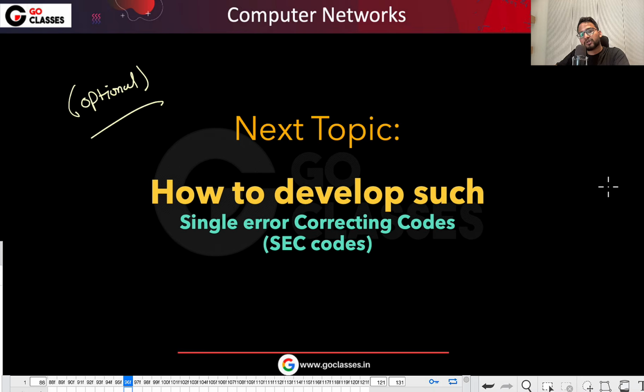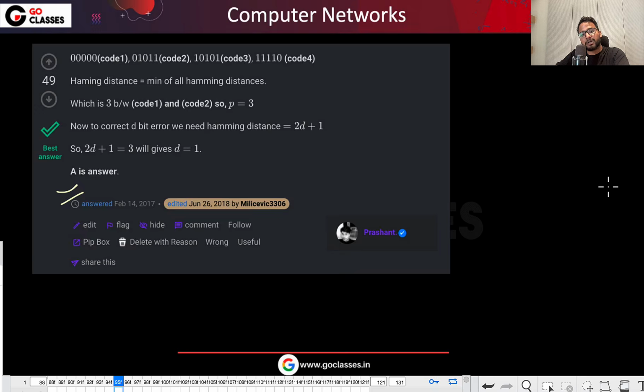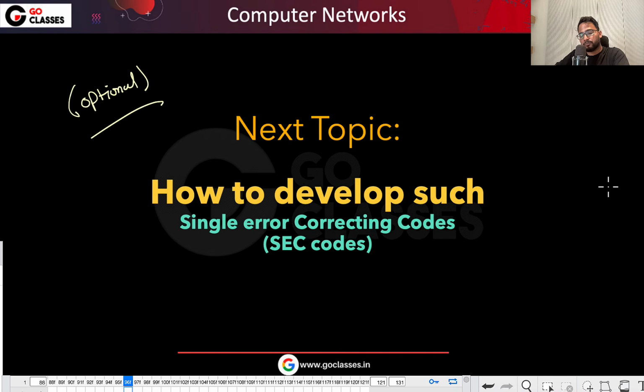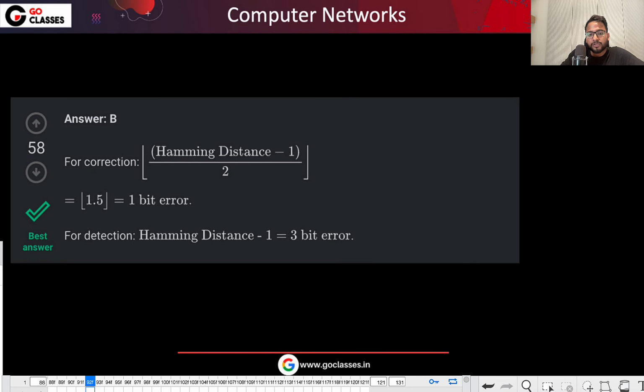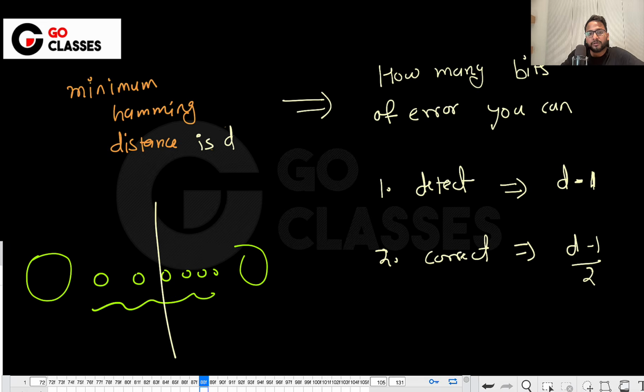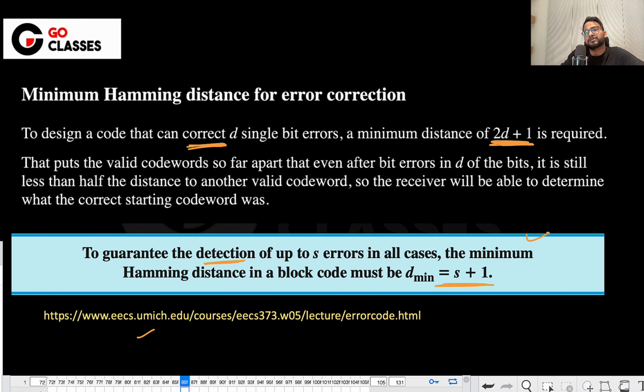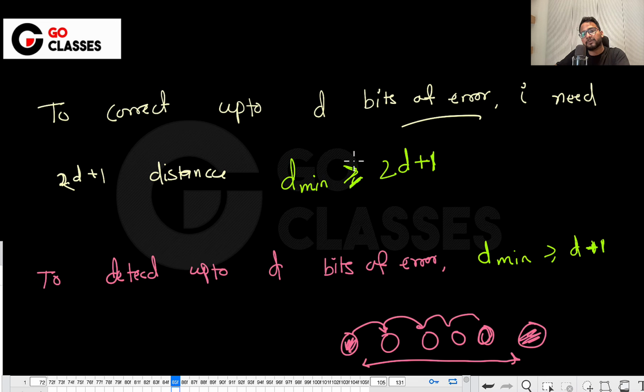Okay, so this is the next topic, which means we have covered most of the things. You can say this slide is basically the most important slide, which is the summary. I mean, D plus 1, 2D plus 1, and D plus 1 are the correct answers. This is the most important slide.